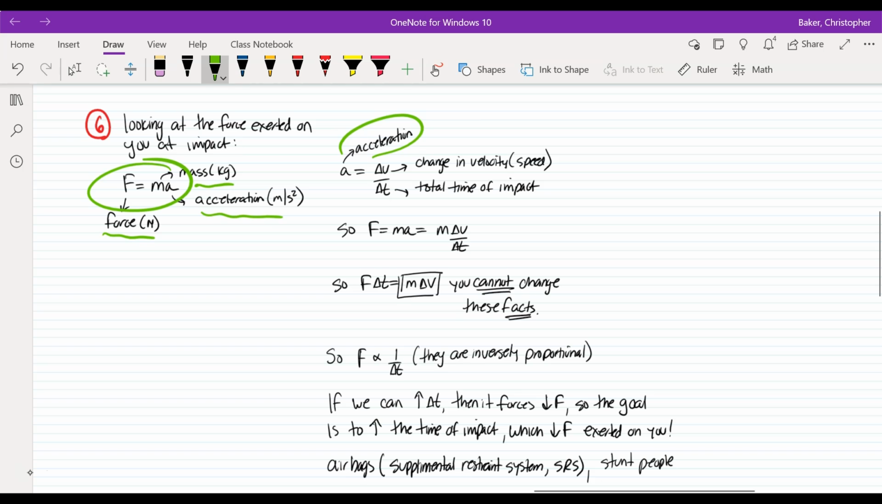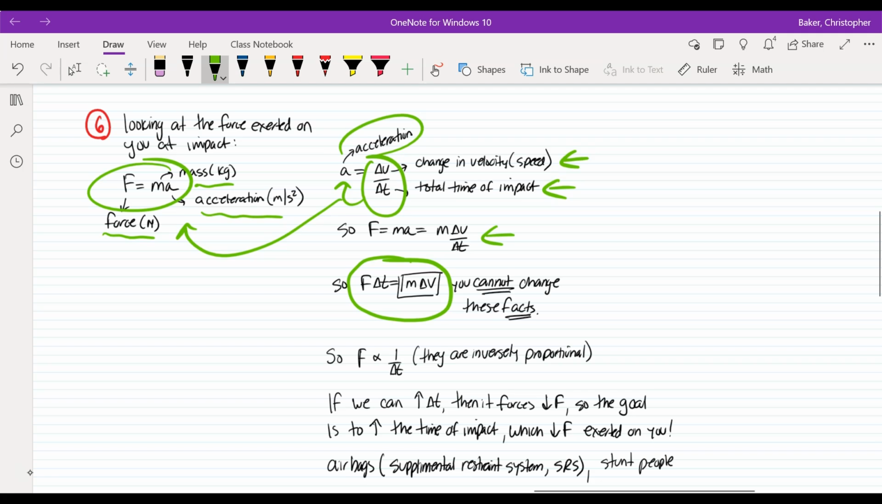By definition, acceleration is change in velocity over change in time, which is basically what is your speed change and how long did it take for that speed change to occur. That's your delta t, your change in time. So if we substitute change in velocity over change in time in for acceleration in this equation, we end up with this. Force equals mass times acceleration, which is equal to mass times delta v over delta t. So we rearrange, and this is what you get. Force times change in time is equal to mass times change in velocity.